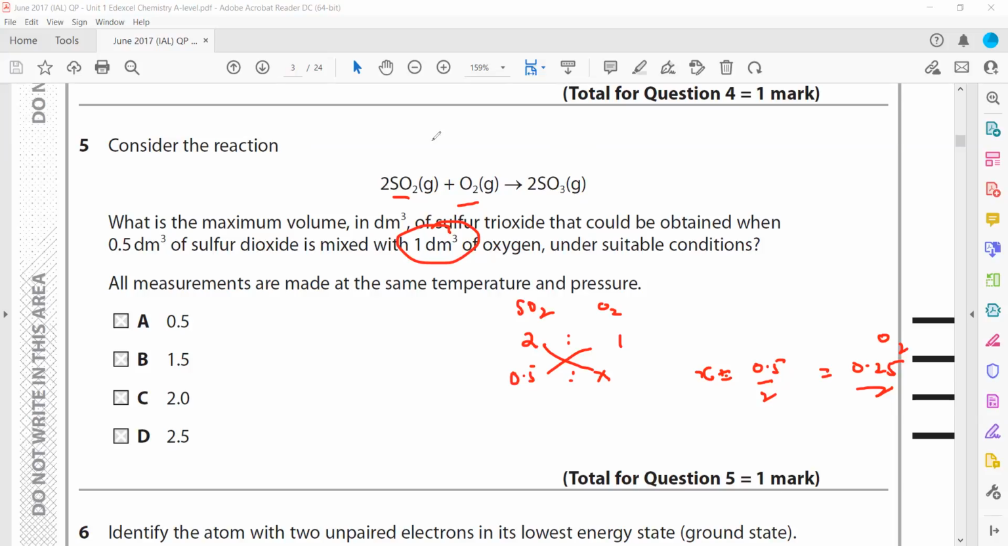So the ratio between the reagent and the product is the same, 2:2 or 1:1 we can say. So if we have 0.5 dm cube of sulfur dioxide, how much sulfur trioxide will be there? Same as 0.5. So A will be the right answer. Is it clear, this question?